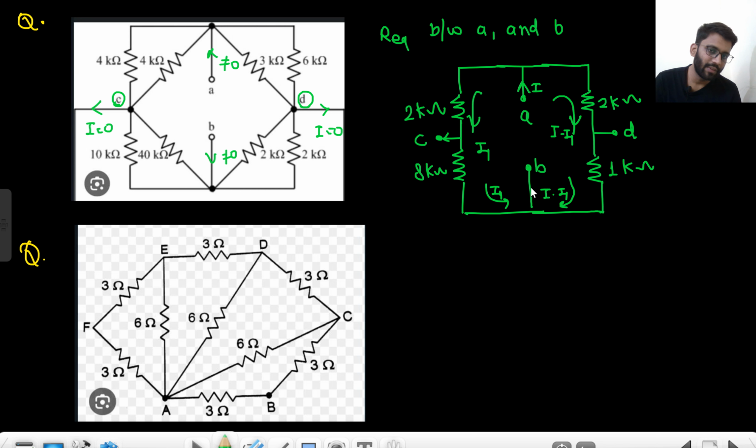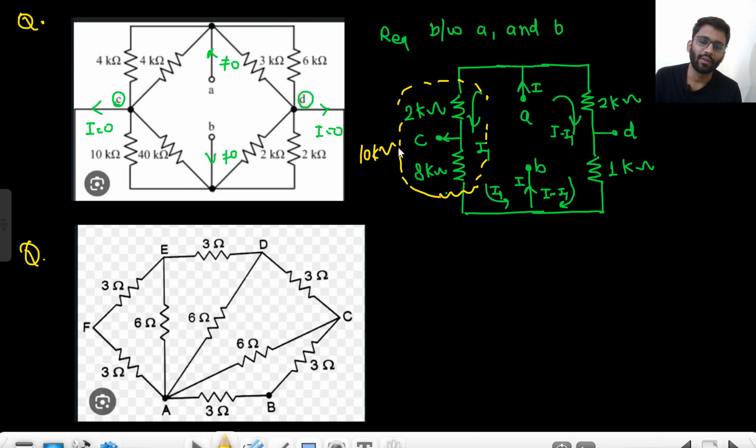So the addition of both of them will be going into this terminal. I1 plus I minus I1, what will that be? I. So I current is going out, I current is coming in. Are you getting this point? I am saying that from node A, I current is going out, and I1 current is going that way, so I minus I1 current will be going the other way. Okay, so these two come in series, these two come in series. Equivalently, this will become 10. This equivalently will become 10 kilo ohm, right?